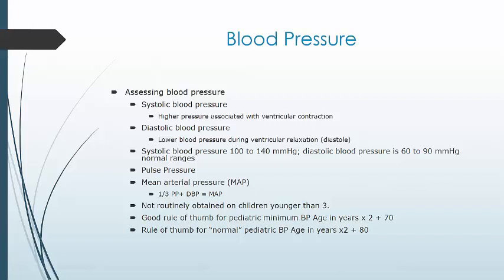Now your normal blood pressure, I'm doing the quotation marks there, your normal pediatric blood pressure, is age in years times 2 plus 80. So the same 4-year-old, 4 times 2 is 8 plus 80 is 88. That would be our normal number that we would want to see.